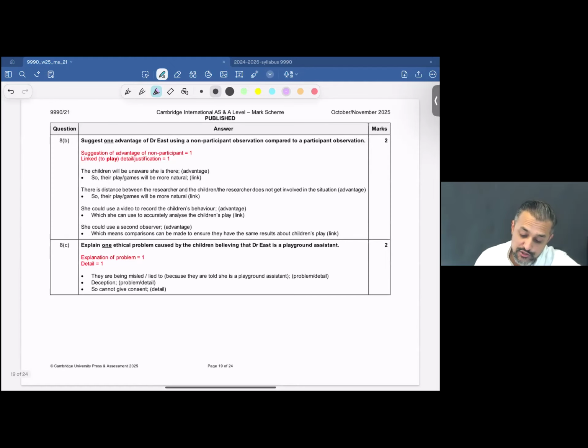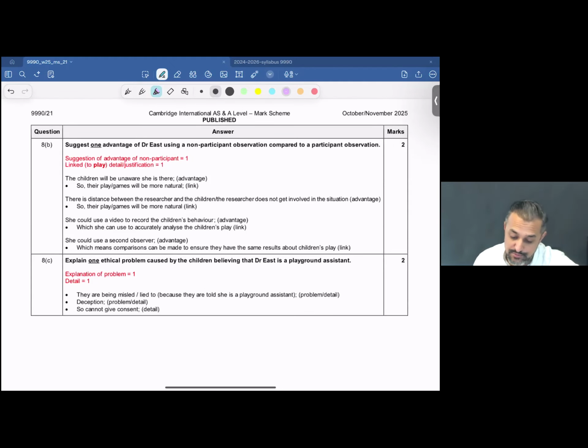Suggest one advantage of Dr. East using a non-participant observation. So what if Dr. East was conducting a research through a non-participant observation compared to a participant observation? So this comparison part, I tell you, there are a lot of students who, once they start writing, feel like they're in a race.